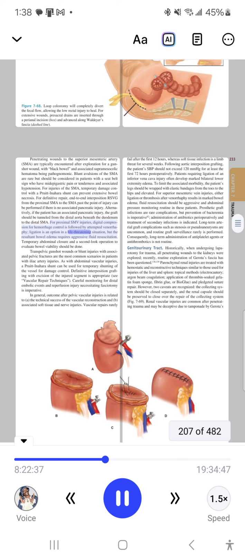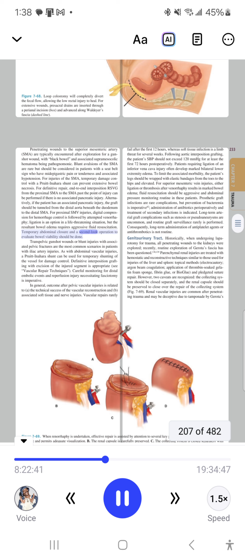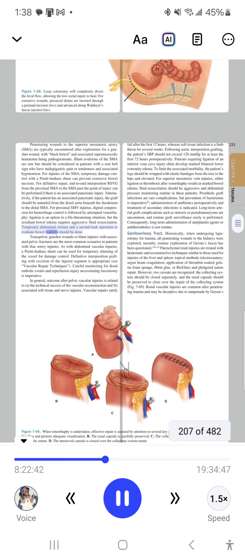Ligation is an option in a life-threatening situation, but the resultant bowel edema requires aggressive fluid resuscitation. Temporary abdominal closure and a second look operation to evaluate bowel viability should be done.